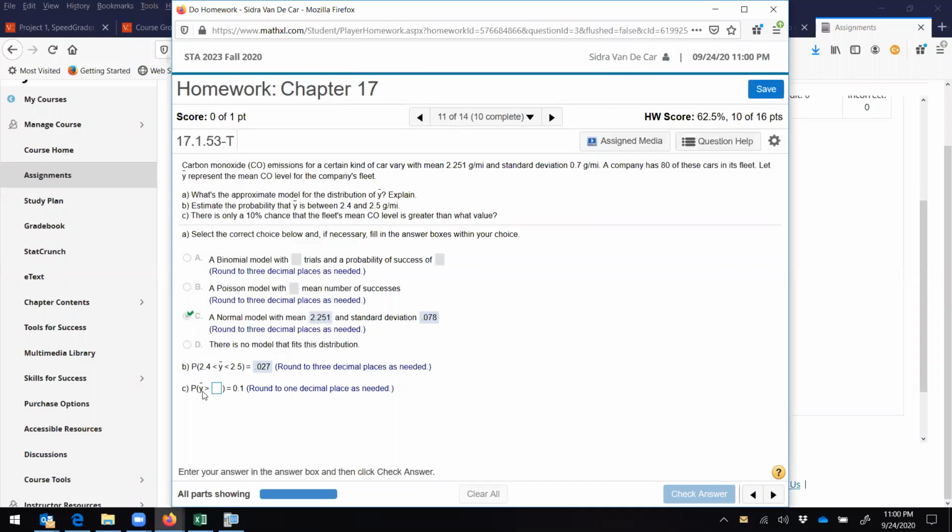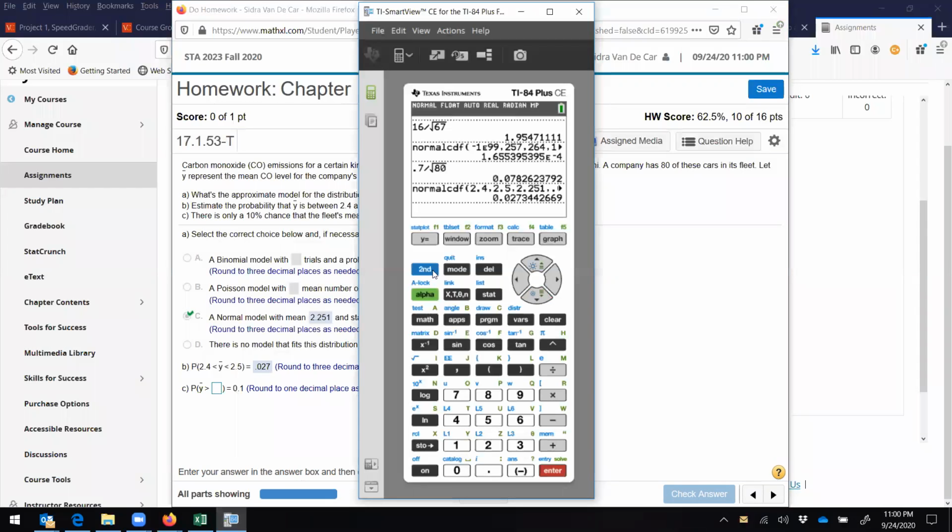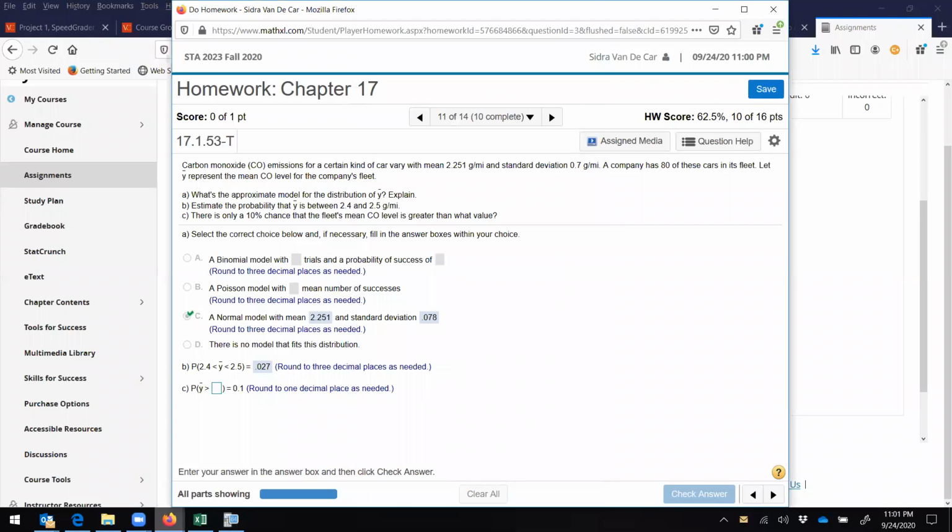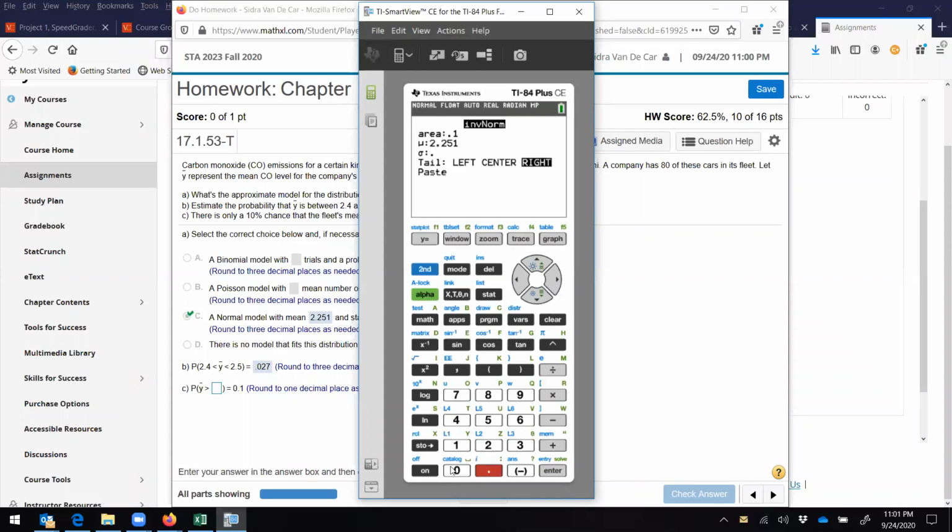All right, we want the probability the mean is bigger than something is 0.01. All right, so let's go second distribution, and now we're using the inverse norm. The area is the 0.1 we want to get back. The mean is the 2.251. And that standard deviation is the 0.078. And we're bigger than some value, so that's to the right.